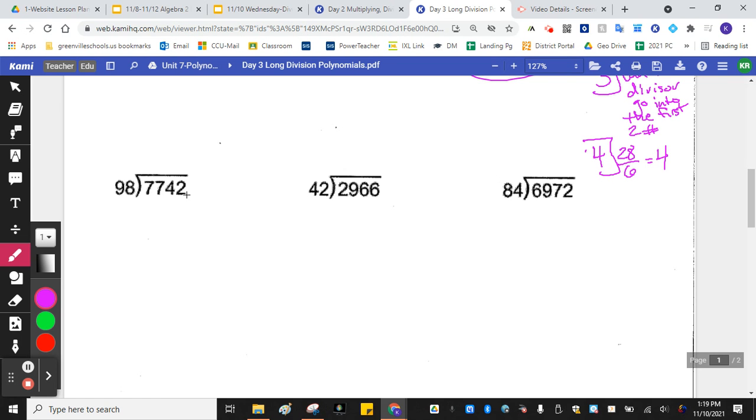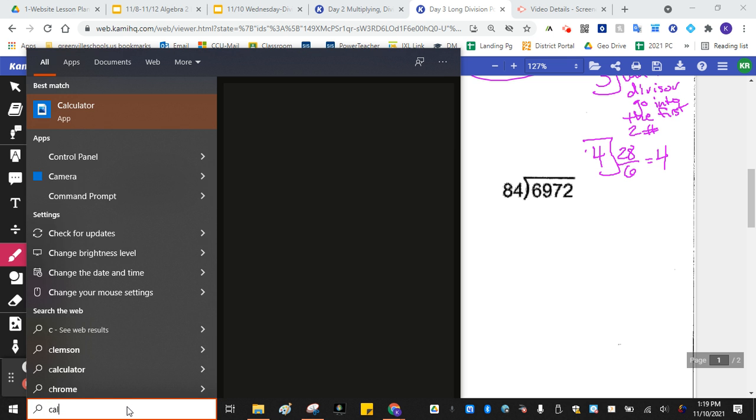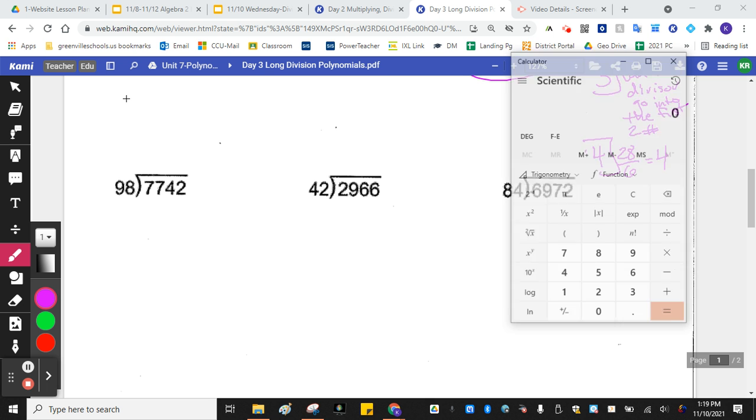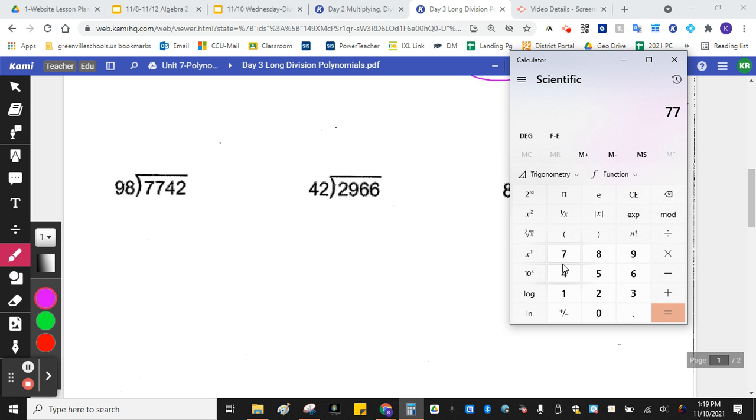So can 98 go into 7? Can 98 go into 77? Can 98 go into 774? Yes. So you're going to use a calculator, right? 49 times. And do 774 divided by 98. Or you could just do 7,742 and divide by 98.